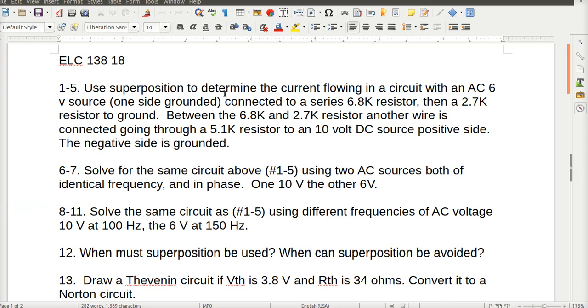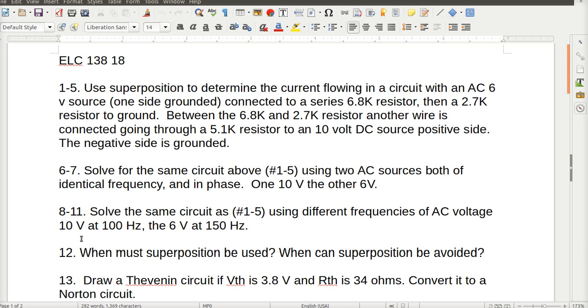So you can see that superposition is one of those tools that you have that when you have to use it, you know how to use it, but when you don't have to use it, you also realize, hey, I don't have to use it. 8 through 11, solve the same circuit 1 through 5 using different frequencies of AC voltage, one at 100 hertz, one at 150. So you'd have to do two AC analyses on those circuits, and I'm going to say omit those or omit these problems.